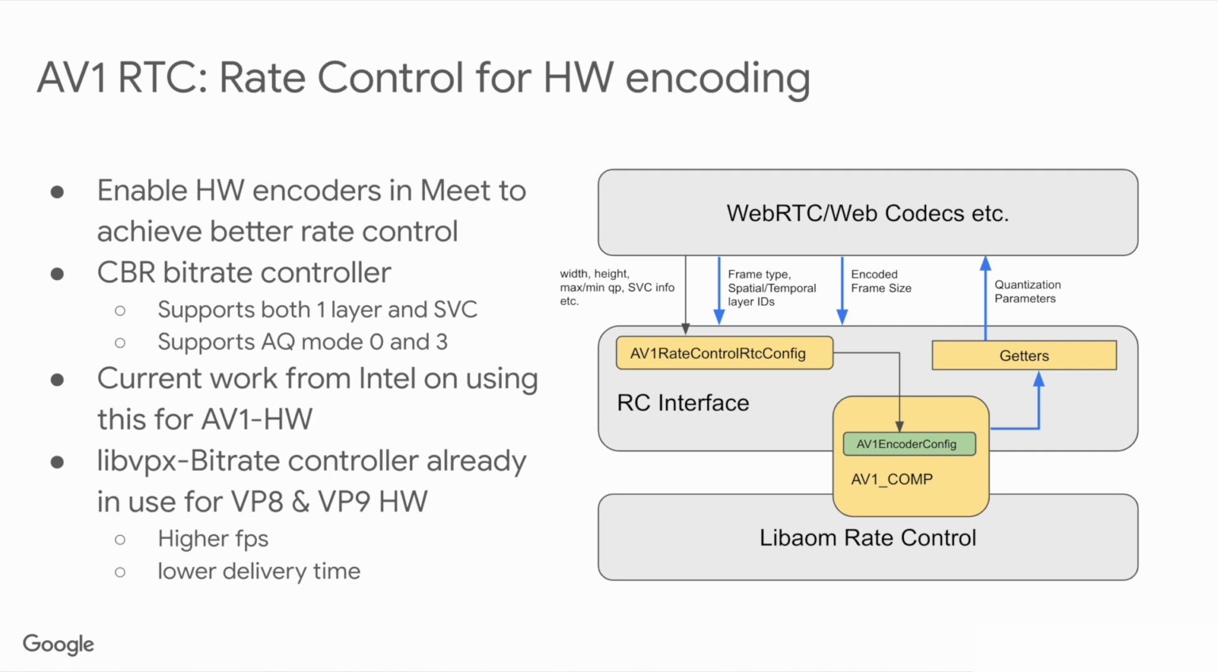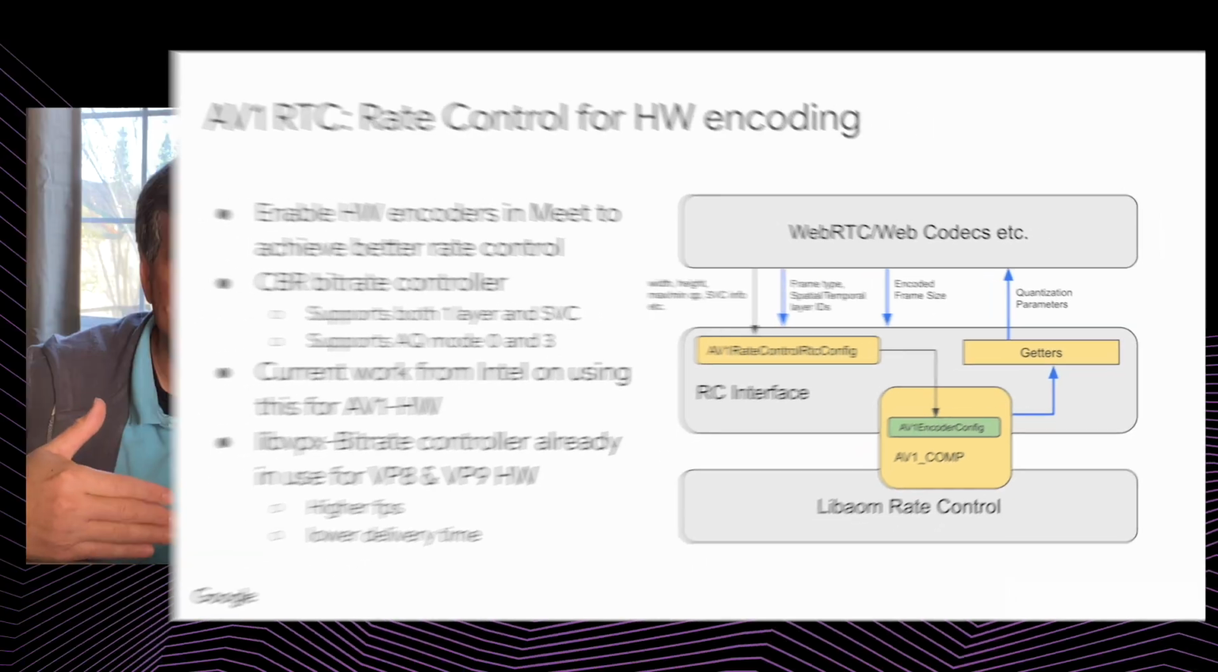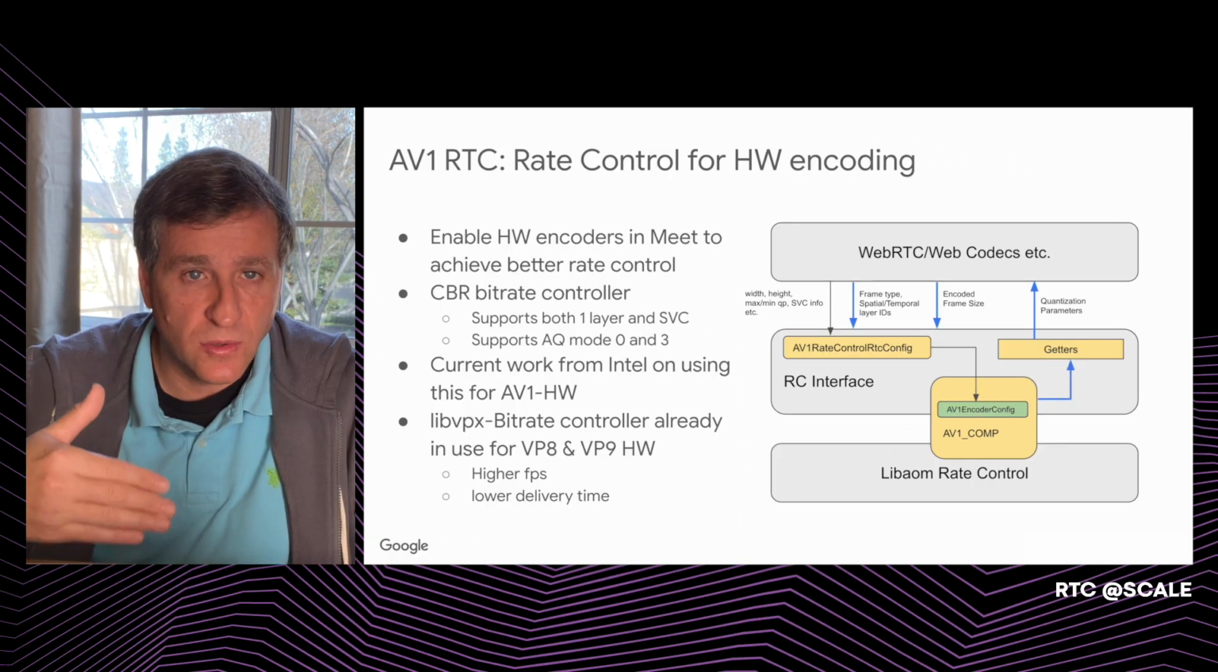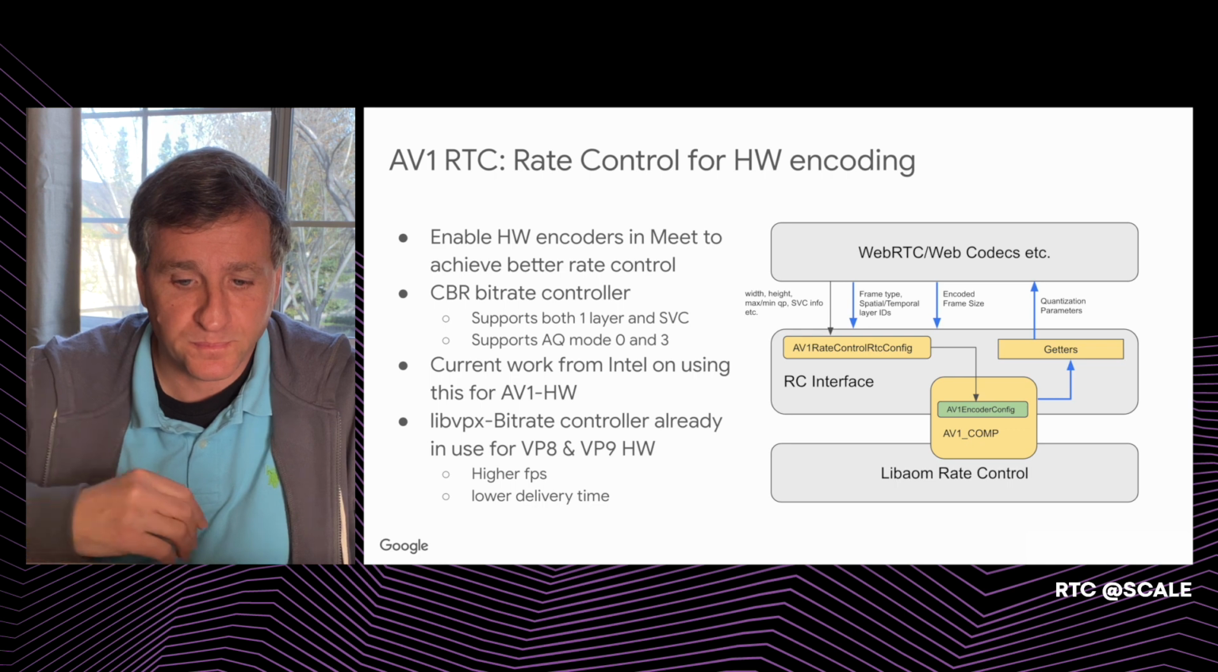And it's also supporting AQ mode 0, which is the default, and AQ mode 3, which I mentioned earlier, that's used in RTC. So the diagram on the right shows the basic idea. The application, which is here WebRTC or web codecs, using the hardware encoder will first initialize the software rate control interface with all the relevant parameters and encoder configuration. And then during encoding, frame by frame, it will input to the software rate control component the spatial and temporal layer ID and the frame type, and then the rate control interface will output a QP. And then the encoder will also feed back the encoded frame size, and this goes on frame by frame.